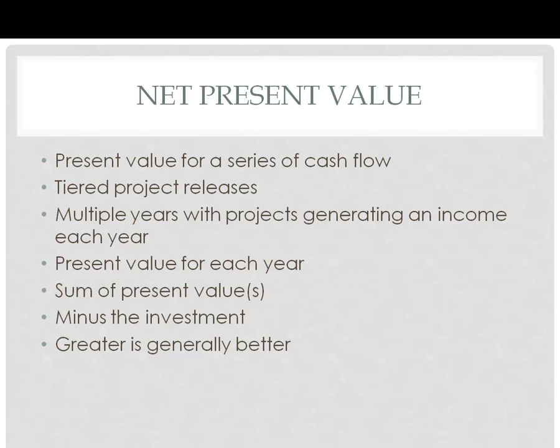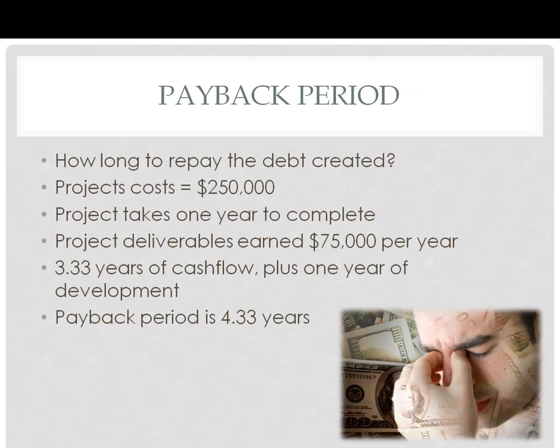Now, some projects may have a series or intermittent returns on investment. So you have a series of cash flow or multiple years generating an income. Well, net present value looks at those projects and finds the present value for each year that the project is in duration, and then it sums up the present values minus the original investment. So the greater that number is, the more worth that solution has. That's net present value.